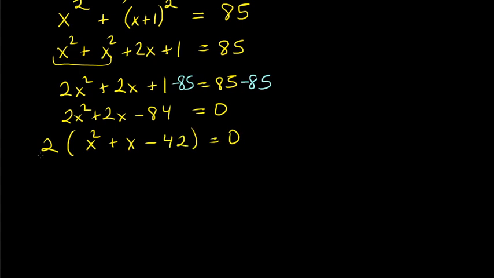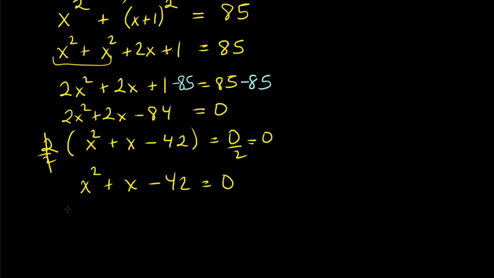Right? And now, again, you can divide by 2. That doesn't matter. Obviously, 2 is not the answer. Well, yeah, it's not obvious, right? But 2 is not the answer because it's the coefficient. It's not x equals 2, right? You're dividing by 2. 2 divided by 2 is 1. So x squared plus x minus 42 equals, well, 0 divided by 2 is still 0.